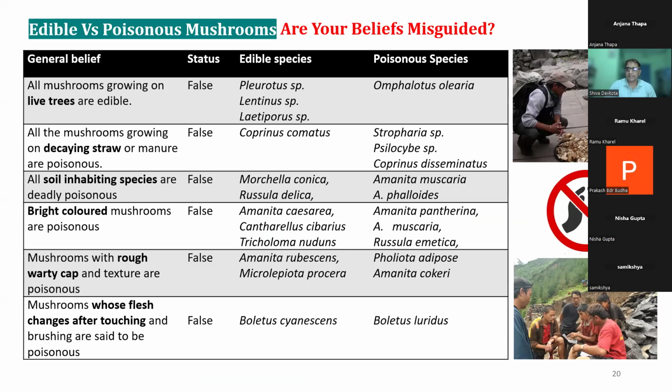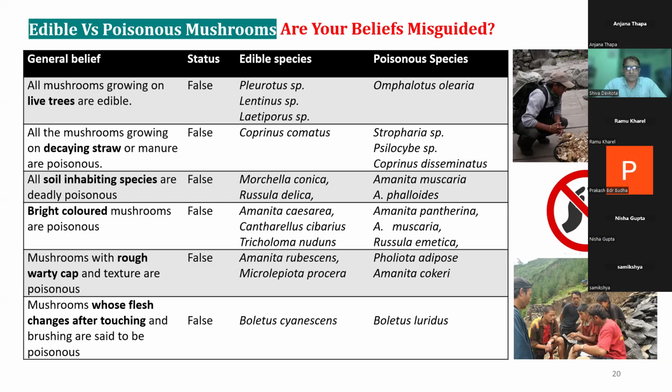As I have been working on mushrooms for a long time, mostly in remote areas, wherever I visit, people tell me that some mushrooms growing on live trees are edible. They have such feelings and beliefs. But their beliefs are good in terms of Pleurotus mushrooms, the Western mushrooms which we can buy in the market, and Lentinus and Laetiporus mushrooms are good.